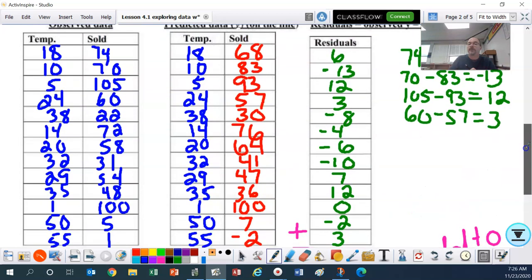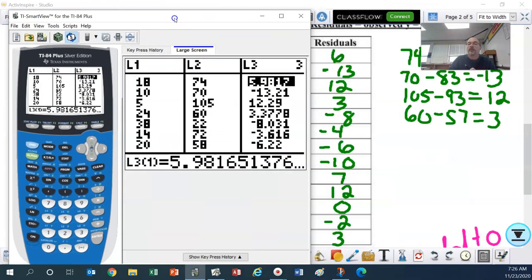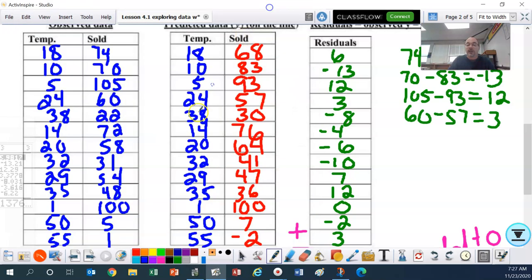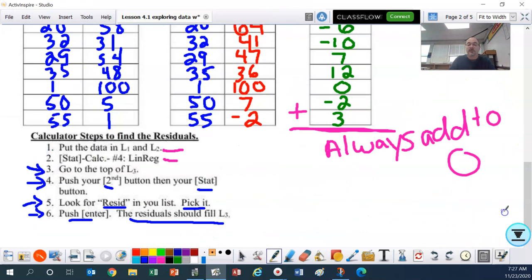Okay, let me pull this back. So here are our residuals that we found by hand, right? Now remember, we rounded. So let's take a look. Oh, look, that first one is rounded to 6. You bet. The next one is rounded to -13. Excellent. The next one we rounded to 12. Excellent. The next one we rounded to 3. Very good. The next one, -8, -4, -6. Look at that. The residuals, the calculator found them for us. All right, so I will expect you to be able to do these steps and find those answers. It'll be on the test.